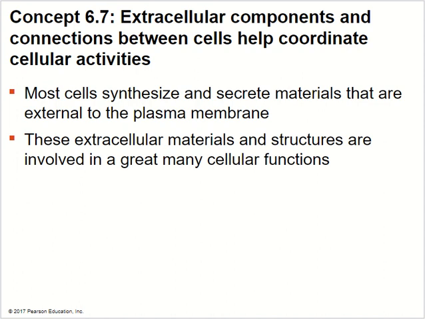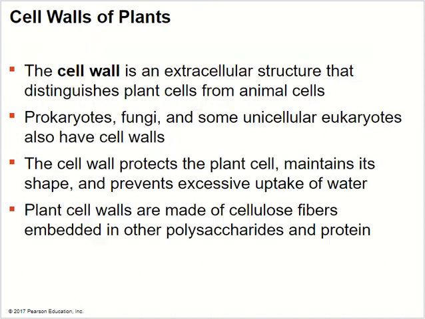Most cells synthesize and secrete materials that are external to the plasma membrane. These extracellular materials and structures are involved in a great many cellular functions. The cell wall is an extracellular structure that distinguishes plant cells from animal cells. Prokaryotes, fungi, and some unicellular eukaryotes also have cell walls. The cell wall protects the plant cell, maintains its shape, and prevents excessive uptake of water.